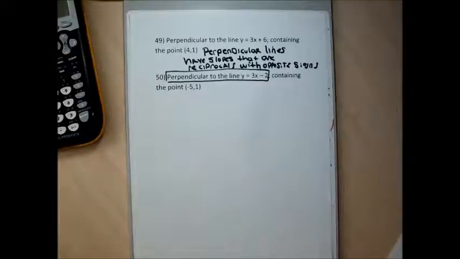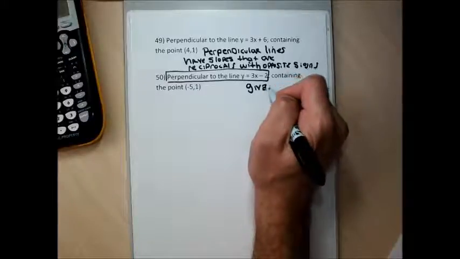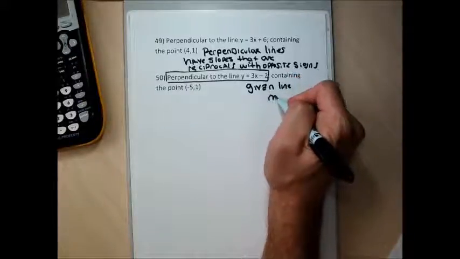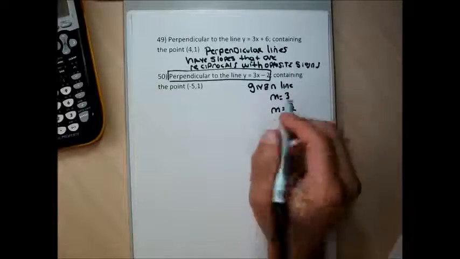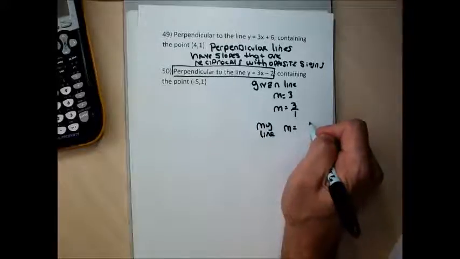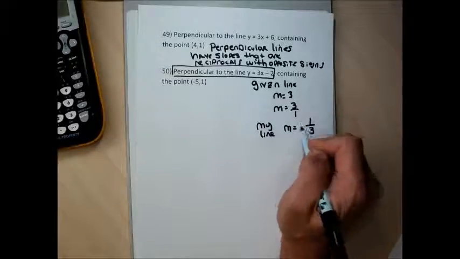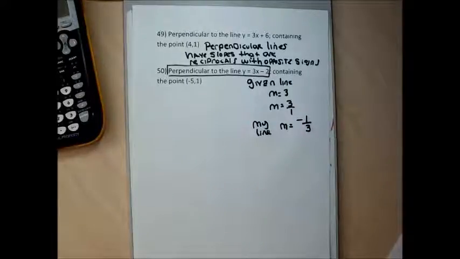So getting the m for my problem, just like the last two problems, it wasn't given to me explicitly. I had to figure it out. The given line has a slope of 3, which I can really think of as 3 over 1. My line has to have a slope that's the reciprocal. The reciprocal of 3 over 1 is 1 over 3 with opposite signs. This has a positive slope. My line needs to have a negative slope. So if you're given the equation of a perpendicular line, you're going to find its slope, take the reciprocal and flip the sign. That will be the slope of the perpendicular line.